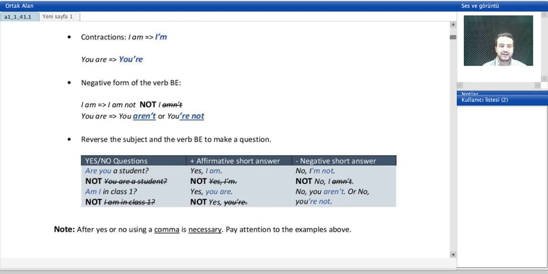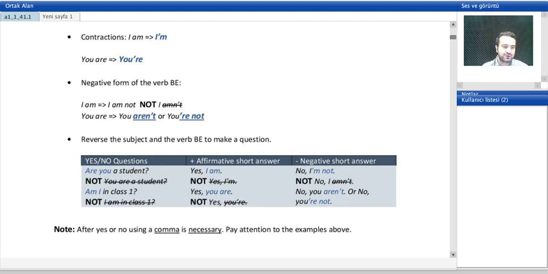Reverse the subject and the verb be to make a question. For example, first you say, I am in room 5. But when you want to make a question, you need to reverse, change the positions of the verb be and the subject. For example, you can say, are you a student? For the short answer, which is very important, you need to say, yes, I am. But if your answer is negative, you need to say, no, I'm not.